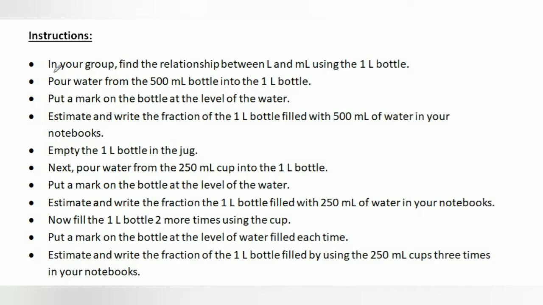Now, these are the instructions for your activity. You will understand them carefully and then you have to do your activity. In your group, find the relationship between liter and milliliter using the 1 liter bottle. So, we will find a relationship between the liter and milliliter by using a 1 liter bottle or a jug. So, pour water from the 500 milliliter bottle into the 1 liter bottle.